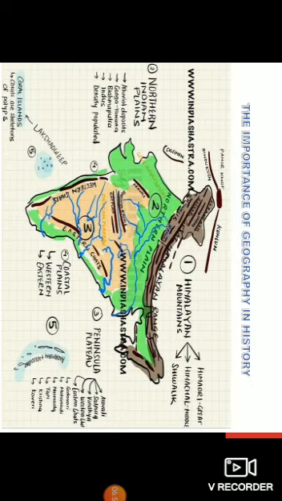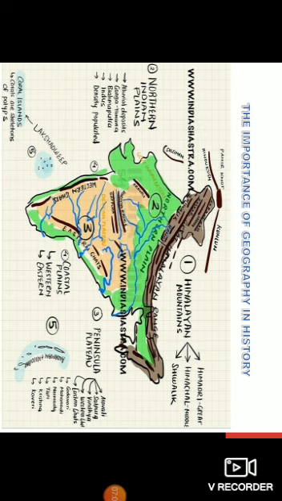Now answer this question. Chandragupta Maurya became the ruler in 321 BC. Calculate how many years ago it happened. I repeat, Chandragupta Maurya became the ruler in 321 BC. Calculate how many years ago it happened. This is your homework. Now the topic, the importance of geography in history.